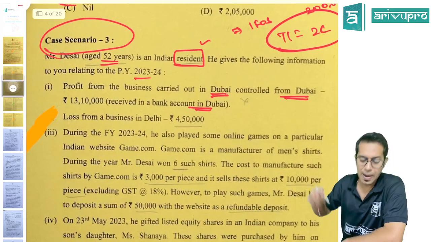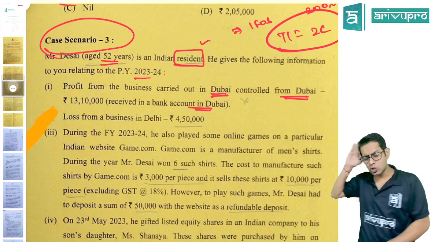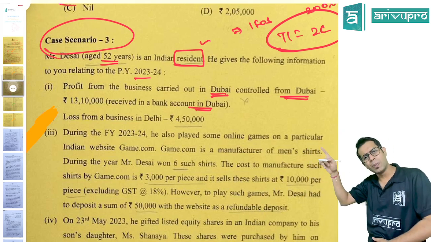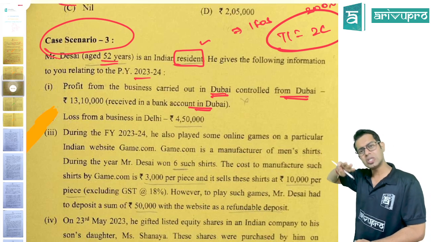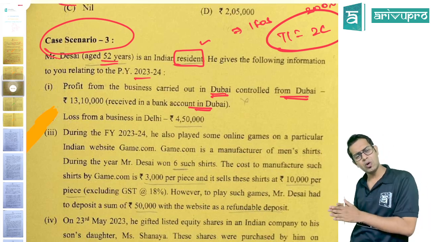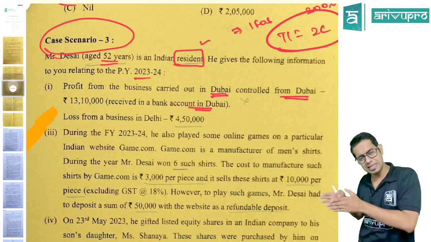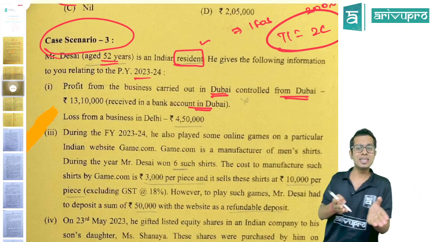What is this question telling? This question says he is doing business in Dubai and it is controlled from Dubai, and that money is also received in Dubai. Sir, everything is happening in Dubai. Is this income taxable in India?